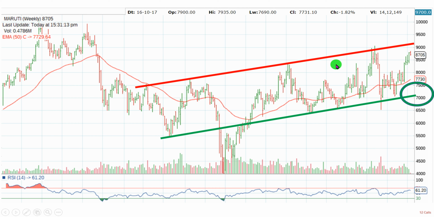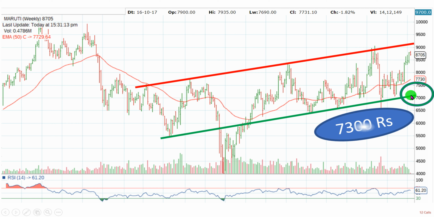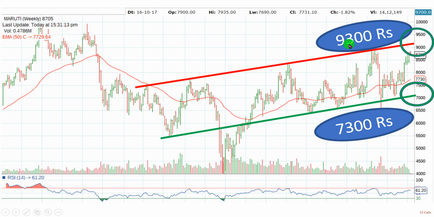Okay, so if we look into this particular trend line, from this point of time, like 8700, if it comes to somewhere around 7300 in this circle, that looks like a buying opportunity. So we can consider 7300 as the buying point. Also we can consider a selling point around 9300. So from 7300 to 9300, it's around 18% of upside. So we can see a potential 18% upside once it comes to 7300, in the next 4 to 6 months.